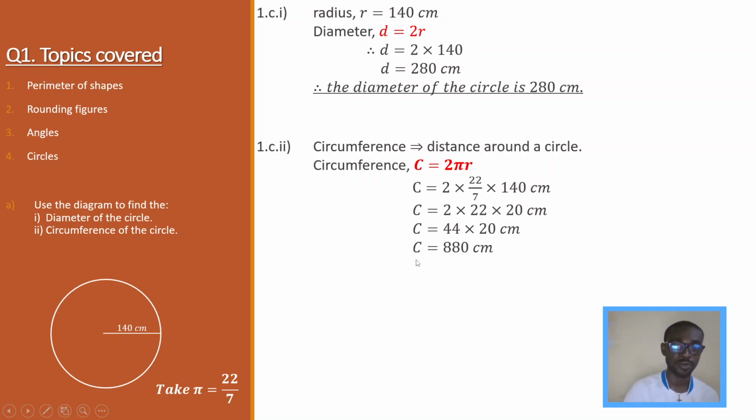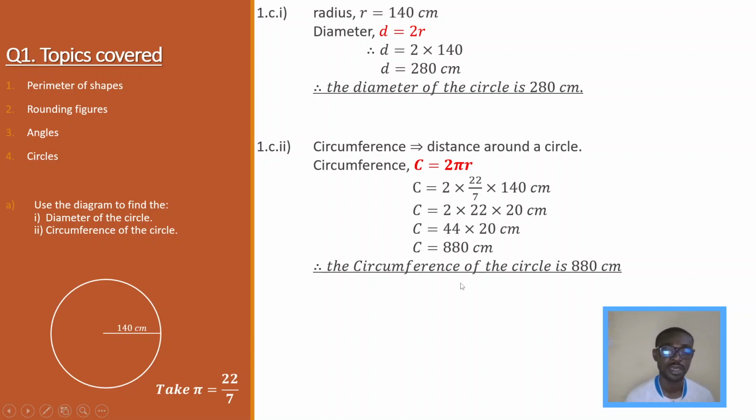And also, circumference is distance around a circle. It is not the area. So don't write square here. Remember, circumference is not area. Alright. So when you get your answer, you finalize everything with your therefore statement. Therefore, the circumference of the circle is 880 centimeters. So that concludes our question 1. We'll continue with the rest of the questions on a separate video.